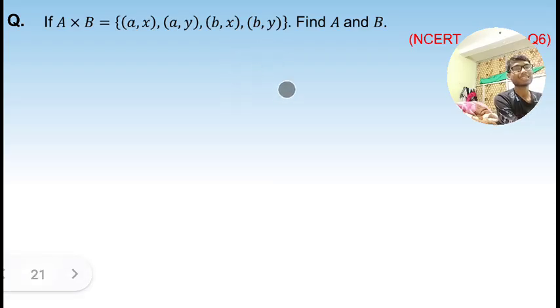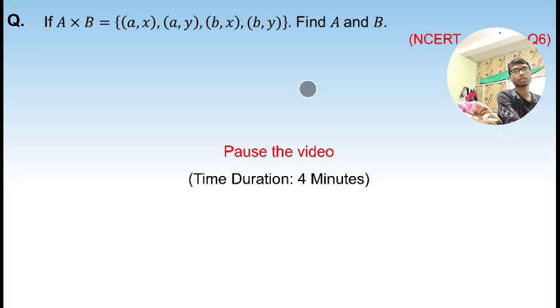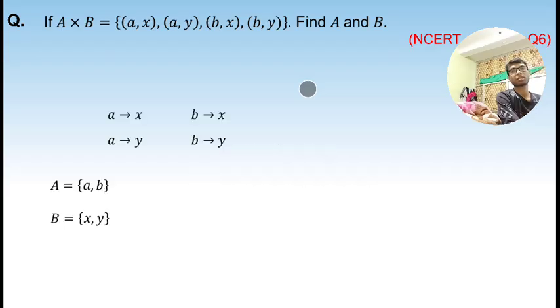Here we are forming a set. So here in a set would be what? A comma B. In a set would be what? x comma y. Here x comma y. So here A is belonging to x and B is belonging to y.